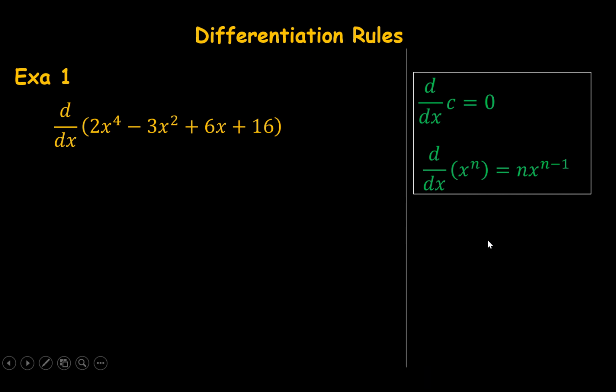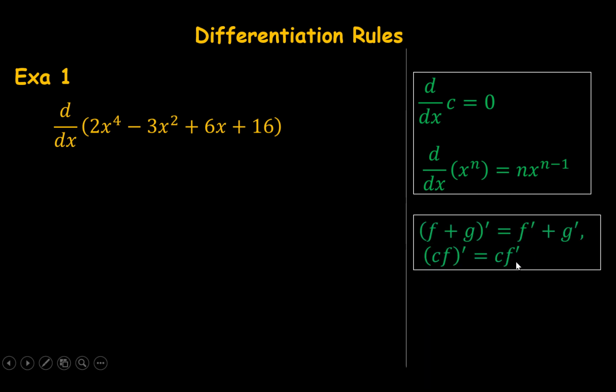Okay, and then we have some additional basic rules. If you take the summation of two functions f and g and take its derivative, that is equal to the derivative of f plus the derivative of g. This is very natural to have. And then if you have a constant times a function, then its derivative is equal to the constant times the derivative of this function. In other words, you can take the constant out.